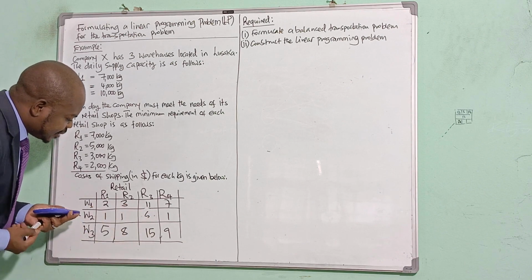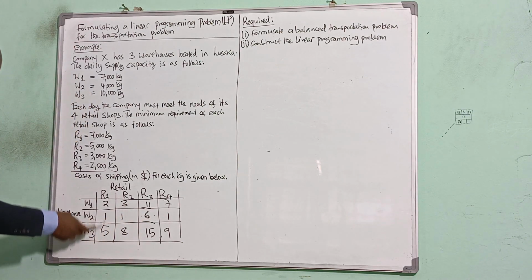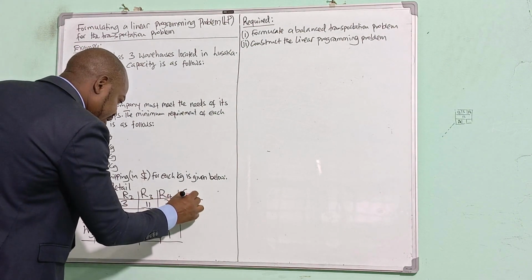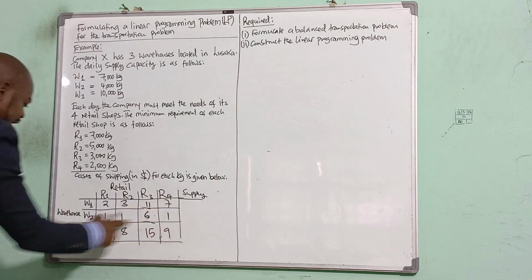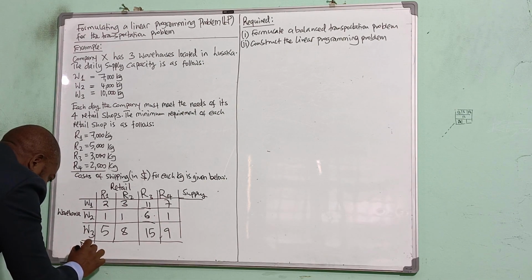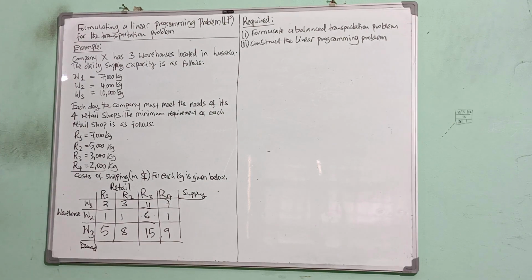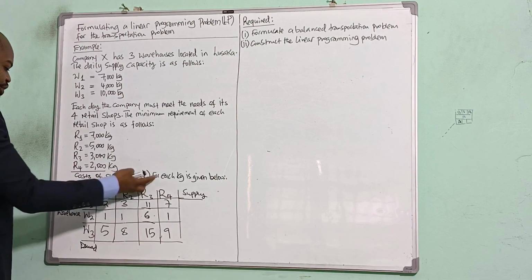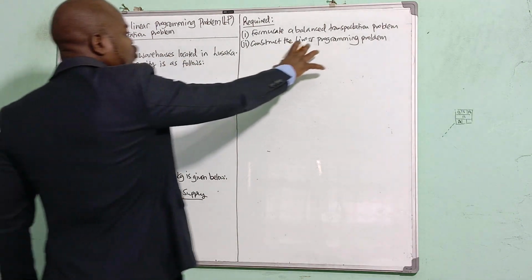As you can see here, these are our retail shops, which are the ones demanding. These are warehouses, which are supplying. So the supply is in the rows, and the demand is in the columns. Always when we are dealing with a transportation problem, we assume supply will be the rows and the demand will be the columns.